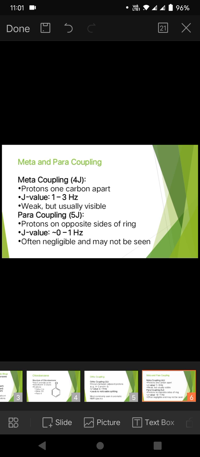Meta coupling happens when protons are one carbon apart, like from carbon 2 to carbon 4. Its J value is about 1 to 3 Hz. It is weaker than ortho coupling but still visible. Then para coupling. It occurs when the protons are on the opposite side of the ring, like from carbon 2 to carbon 5. Its J value is very small, which is around 0 to 1 Hz. It is too weak to be seen in the spectrum.